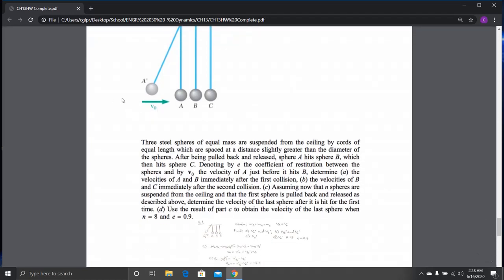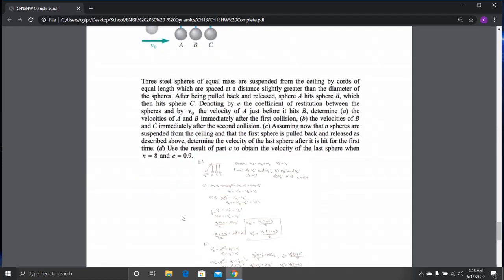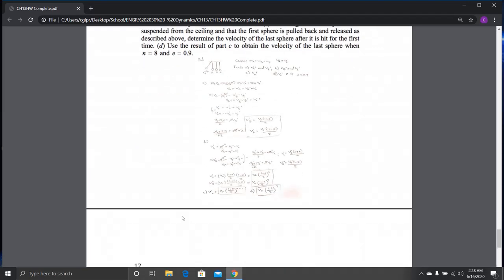Anyways, given the initial velocity of A just equals v naught, I'm asked to determine the velocities of A and B after the first collision, B and C after the second collision, what it's going to be after n collisions, then given N and e, I'm asked to solve for the velocity at that time.